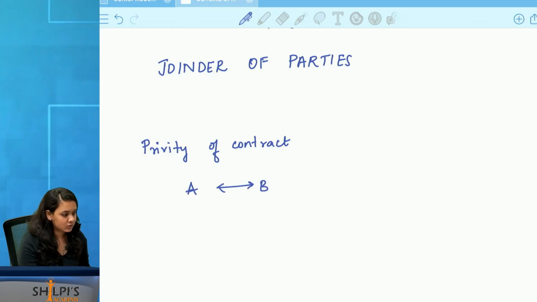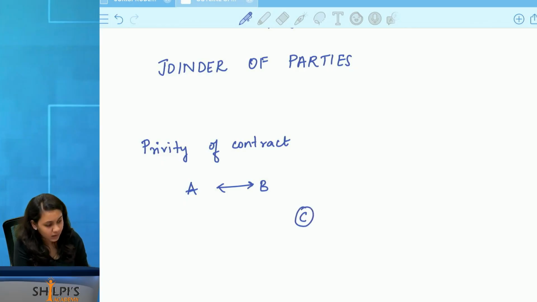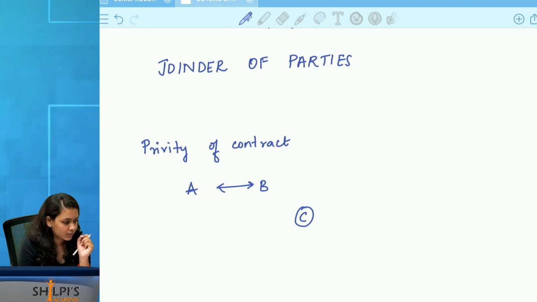Privity of contract says that if two people, say A and B, enter into a contract with each other, then only A and B can be parties to the contract. They can only claim the rights out of the contract and they are the only ones liable under the contract. Now, person C has nothing to do with this contract, and C is who we call the stranger to the contract.